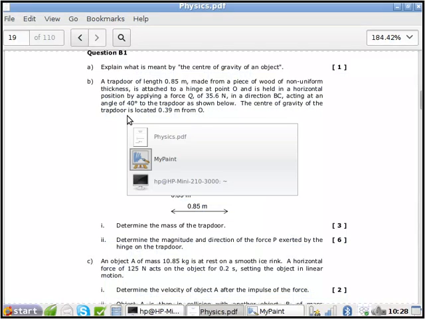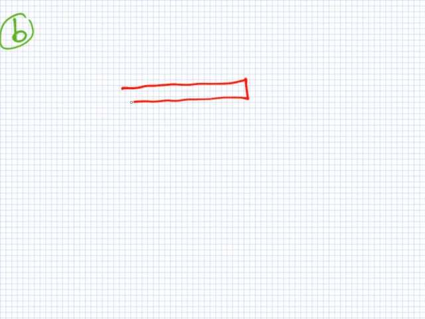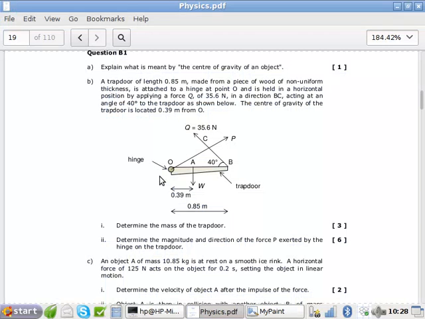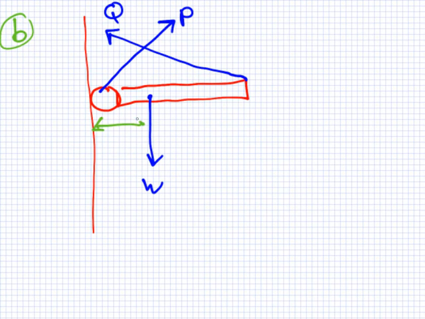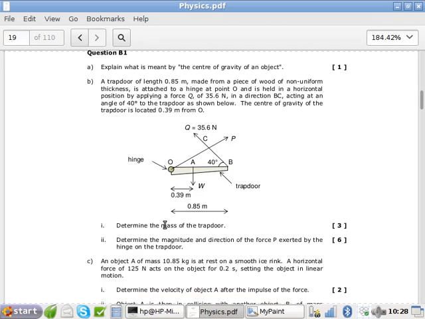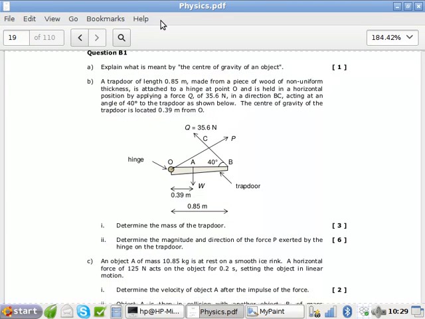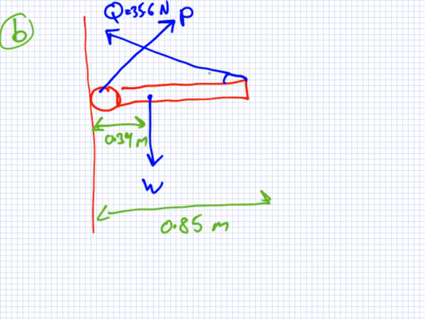So you've got a door. And the door is held against the wall here with some hinge. I don't need to draw the wall, but it's here. So there's a reaction force here. I think it's called P. And there's another reaction force which they drew going this way, which I call Q. And then there's a downward weight here. This distance is 0.39. The total length of the trapdoor, though, meters. What's the trapdoor? Just a door on the ground, on the floor. And this is 35.6 newtons, is that right? Oh, and you know that this angle here is 40 degrees.